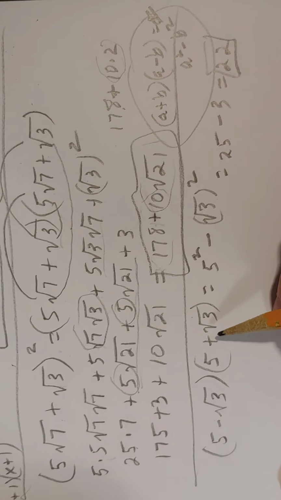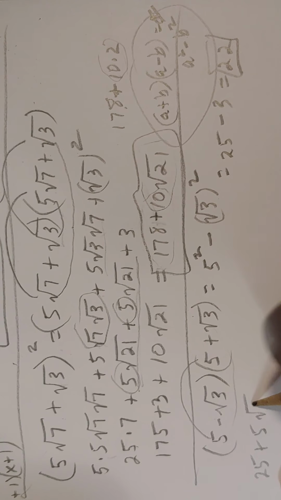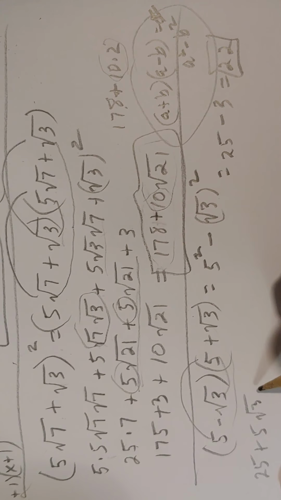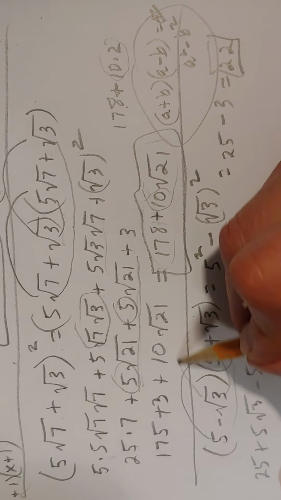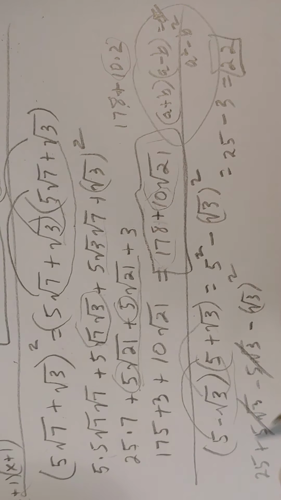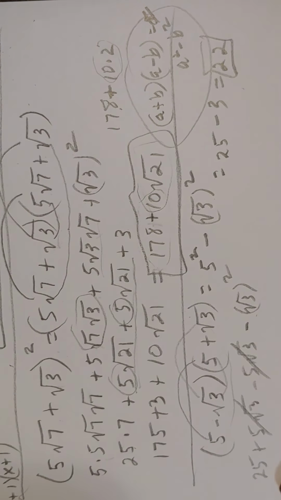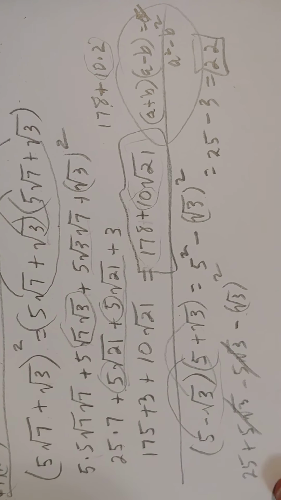You can FOIL these if you want. First times first. 5 times 5 is 25. Outsides, that's plus 5 times the square root of 3. Insides, that's minus 5 times the square root of 3. Last times last, positive times negative, minus square root of 3 times square root of 3. That's that square root of 3 squared. The two middle terms subtract right out of the problem. So you get 25 minus 3. You're right back to the 22. But anyway.